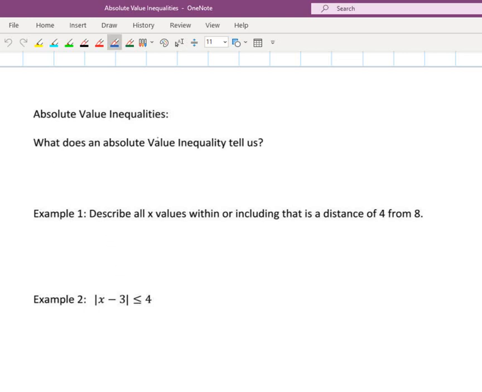Okay. First thing we need to know about absolute value. Absolute value tells us the distance an object is from 0.